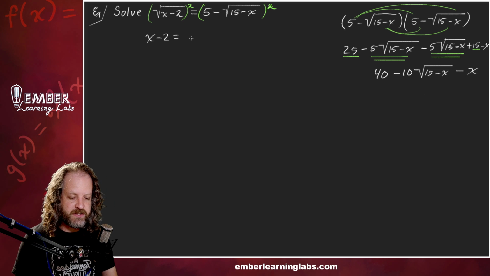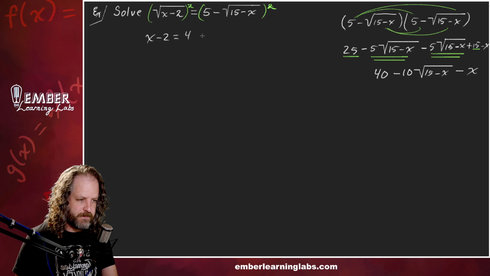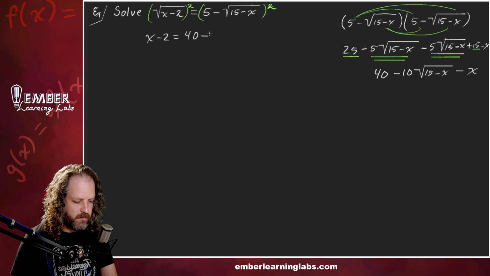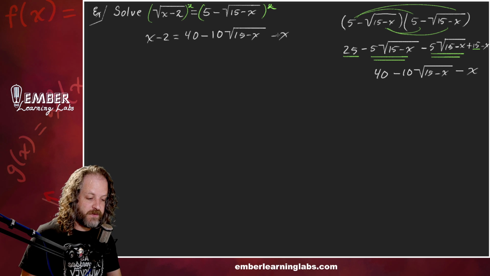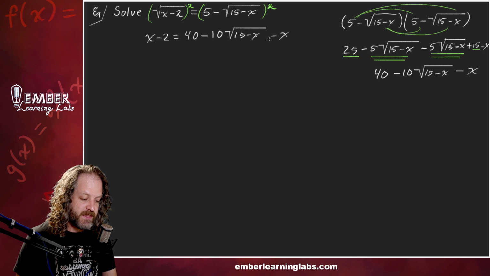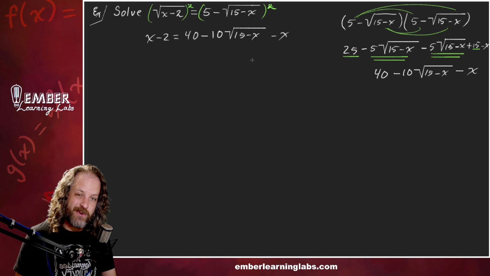Now I'm going to shove all this over here, right? So 40 minus, almost made a mistake. Almost wrote a 4. Minus 10 times the square root of 15 minus x, and then this minus x out here. If you're not careful, or if your handwriting goes nuts, you'd be tempted to put these together, but this one is inside the radical, so you can't put these two together, right?